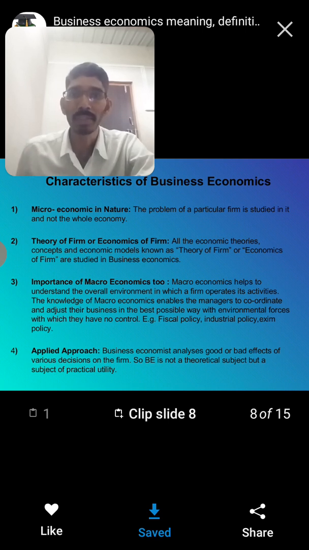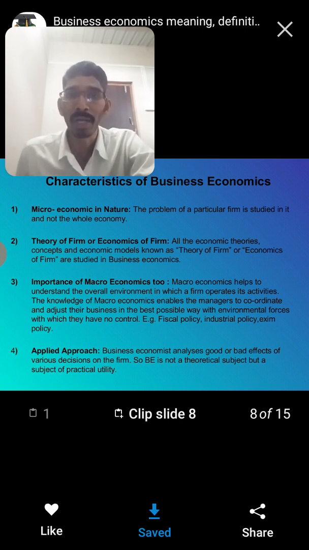The second one is the theory of the firm, or economics of the firm. All the economic theories, concepts and economic models are known as the theory of the firm or economics of the firm. Business economics always studies the theory of the firm or economics of the firm.